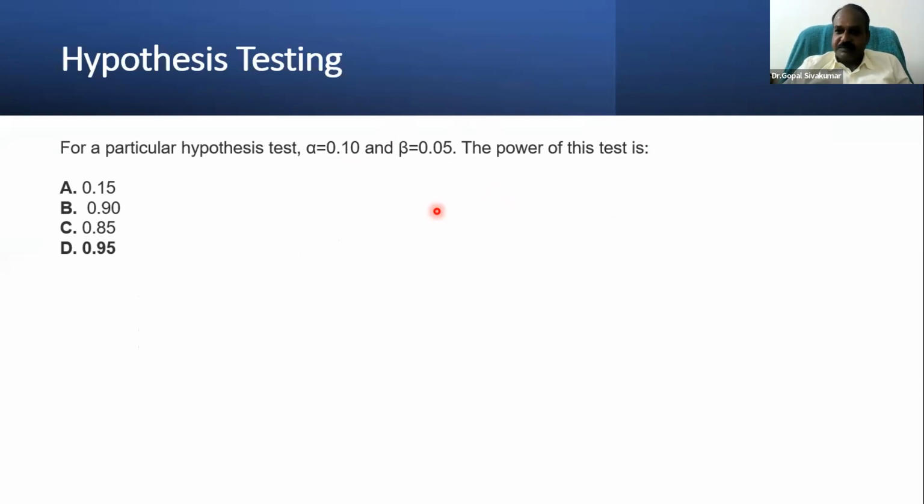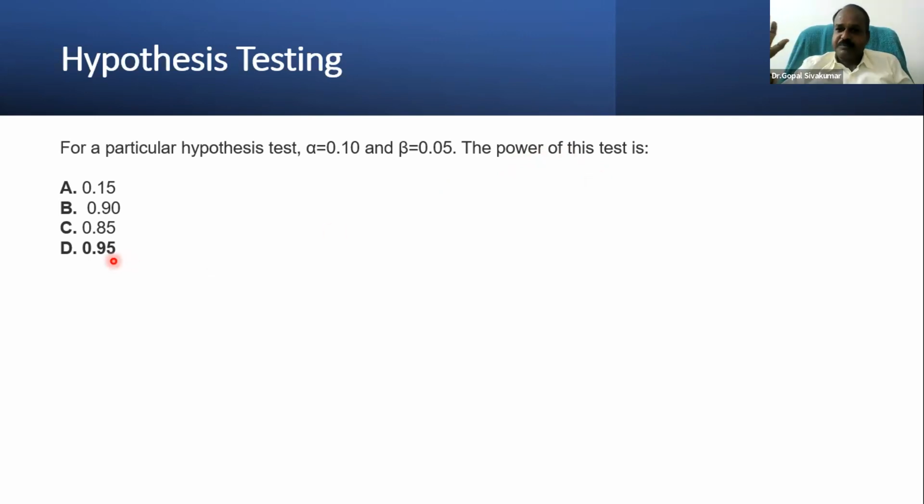What is alpha? 0.1. Alpha is level of significance. Beta is 0.05. Power of the test is 1 minus beta. Am I right? Confidence level is 1 minus alpha. You want the power of the test. So what is your formula? 1 minus beta. 1 minus 0.05, 0.95. Yes. So power of the test is 95%.